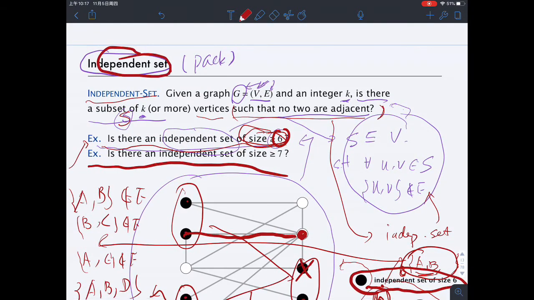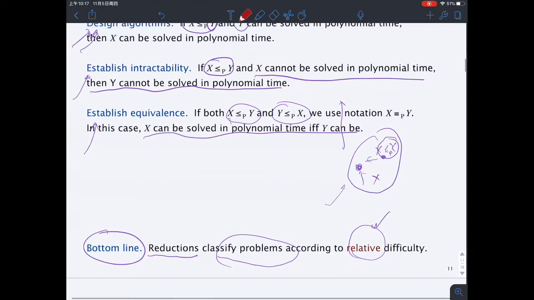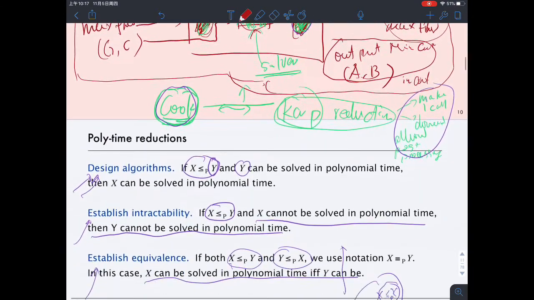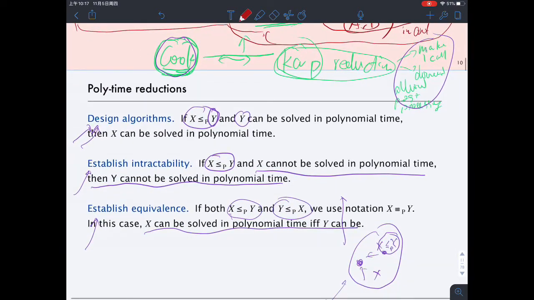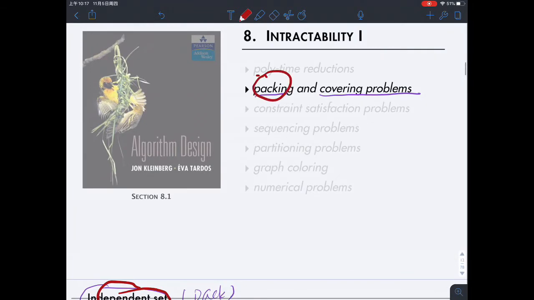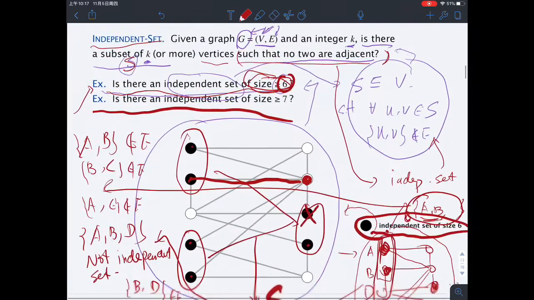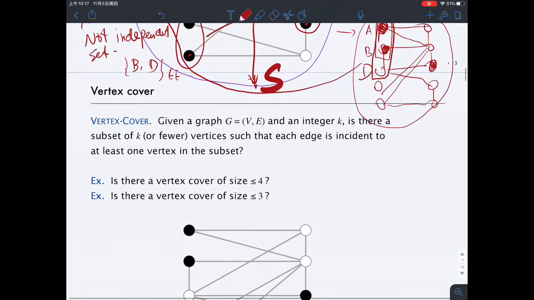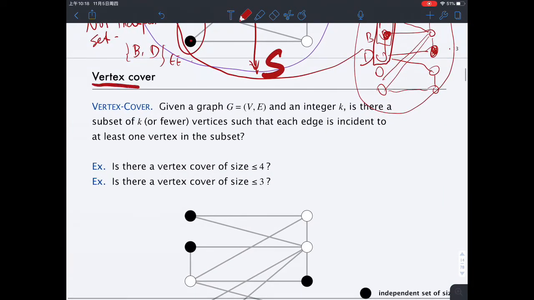Where we are heading is that we want to highlight a very concrete idea of reduction. We want to give you an example of two problems, X and Y, where X is reducible to Y. This is the first problem, the X problem. Now we move to the Y problem, which is the vertex cover problem.